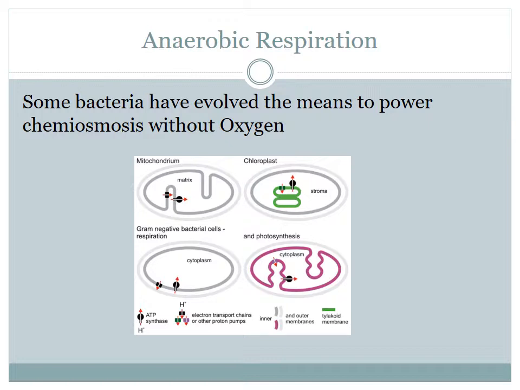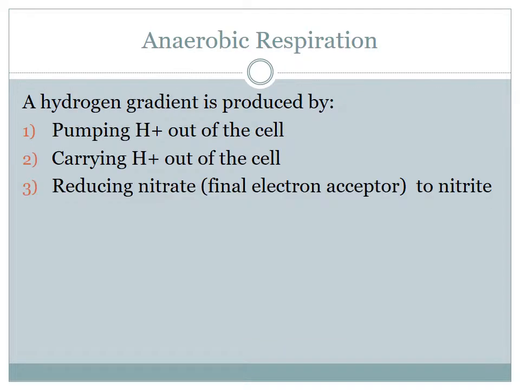In anaerobic respiration, we can have chemiosmosis happen, that movement of hydrogen ions, without oxygen and without mitochondria. What's going to happen is you're going to produce this hydrogen gradient by pumping hydrogen out of the cell and then carrying the hydrogen back into the cell through ATP synthase. And you're doing that using nitrate as the final electron acceptor, which is reduced to nitrite. So here's how that works. I'm going to draw a picture.